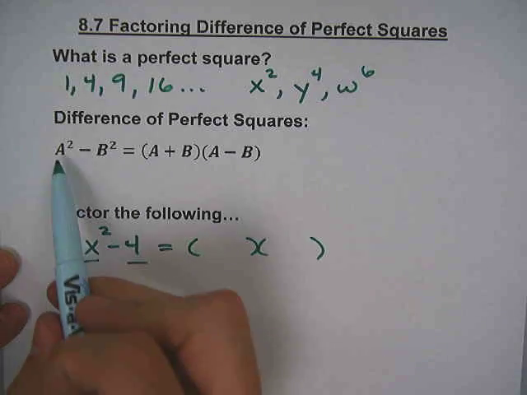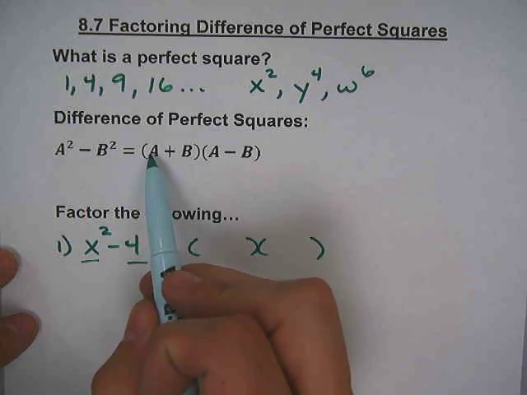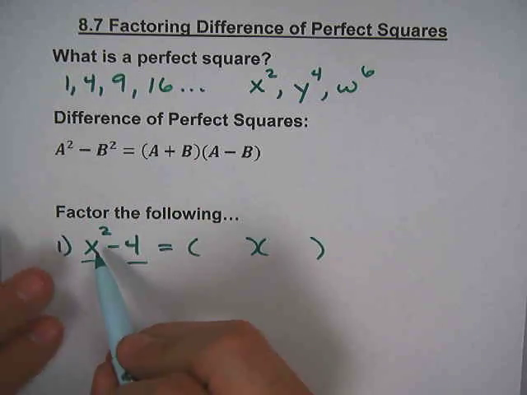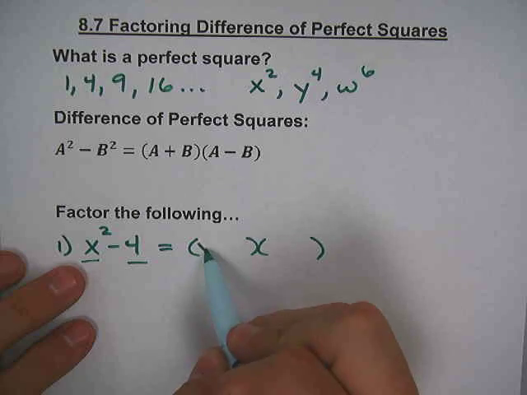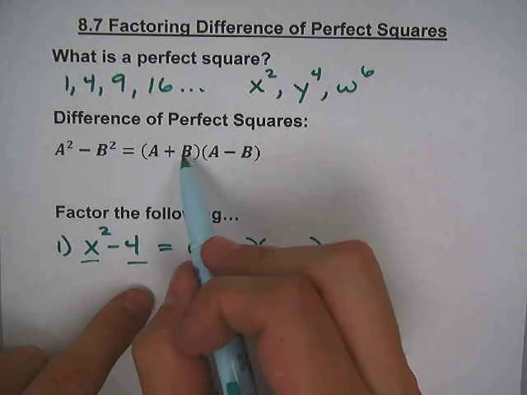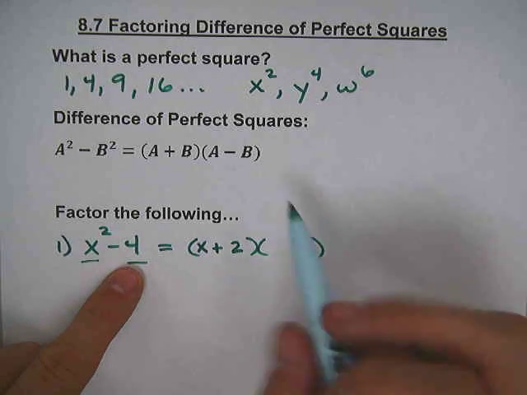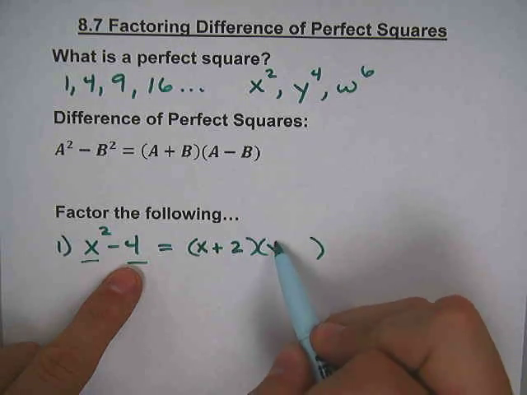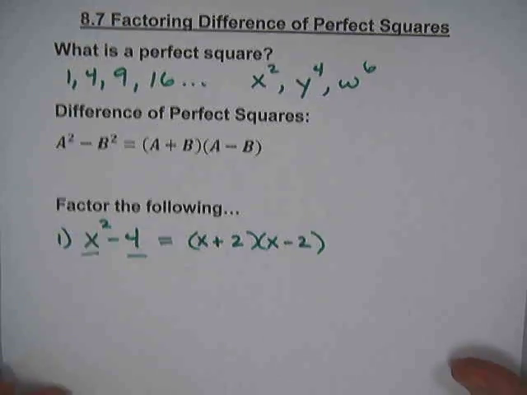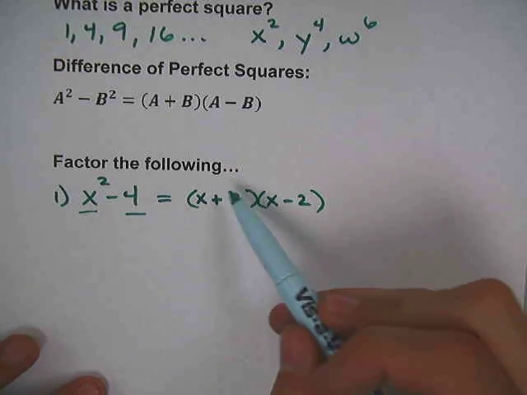So, the way we factor it is this. It says a squared minus b squared equals a plus b, a minus b. So when I write that, that is saying that it's the square root of a squared. So, the square root of x squared is x, plus the square root of b squared, or the square root of 4, is 2. And then we do the exact same thing, but it's subtract. And that's it.